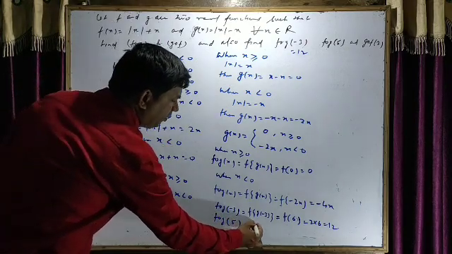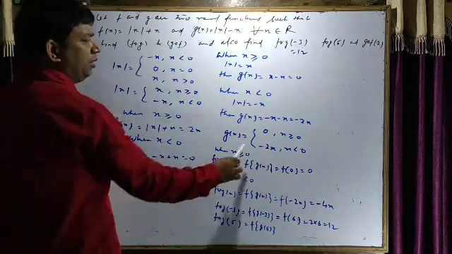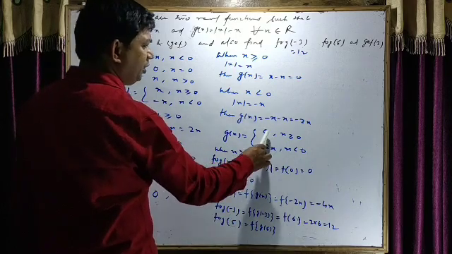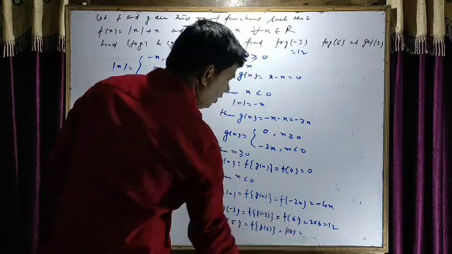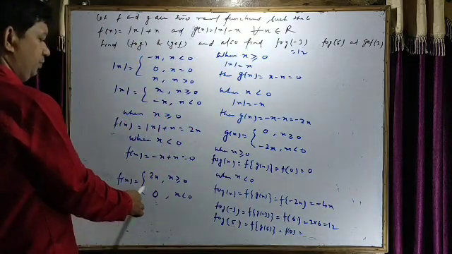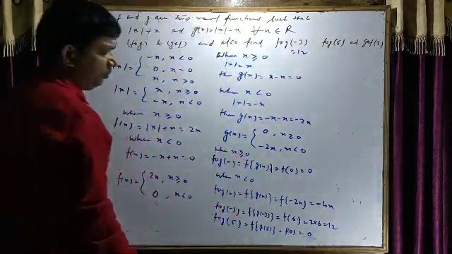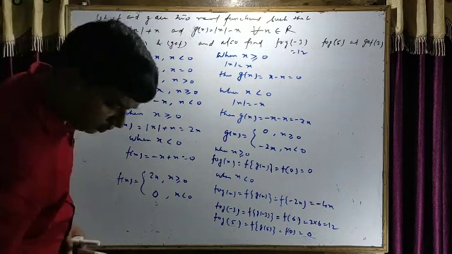And next, one more is there, fog of 5. f of g of 5. g of 5 means x is positive, positive means 0. So f of 0 means 2 into 0, which is 0. Okay. Next, gof is there.